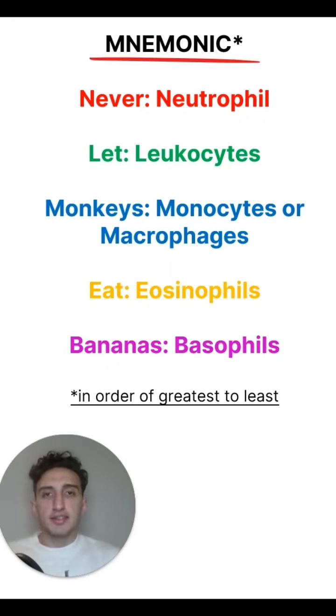So the mnemonic that I like to use to remember the 5 types of immune cells is the "never let monkeys eat bananas" mnemonic. This mnemonic also helps us remember the relative amounts that these immune cells are present in our body. So in other words, neutrophils will have the greatest concentration, and basophils will have the least concentration in our body.